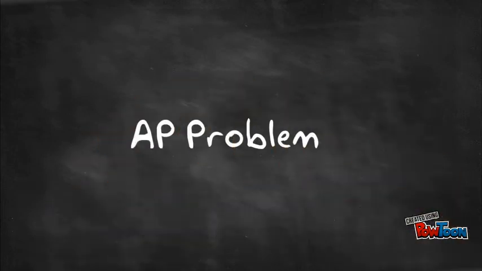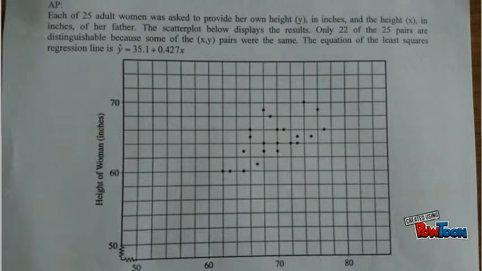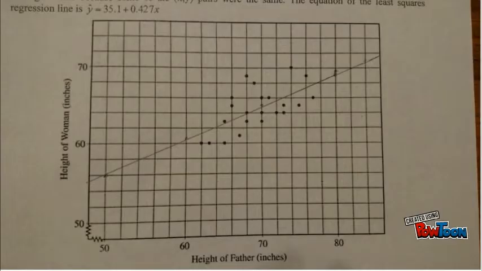Now, for the AP problem. Here you were given a graph with 22 points, which are 22 out of 25 points graphed because there are duplicates of the points. You are also given the least squares regression line. Now for part A, you are to draw the least squares regression line onto the graph, and you can do that by plotting a few points and then drawing a line through them.